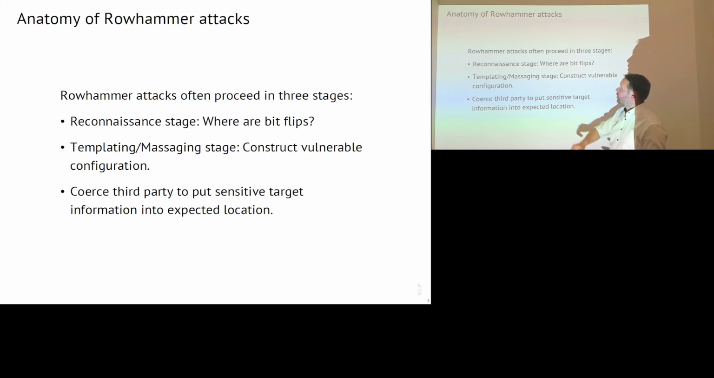Ever since I first learned about Rowhammer attacks from Victor van der Veen's talk on Drammer in 2016 at CCS in Vienna, I looked into the anatomy of Rowhammer attacks together with some of my students. And what we found is that Rowhammer attacks often proceed in 3 stages. The first stage is a reconnaissance stage, basically trying to figure out where the bit flips are. In the second stage, we have a templating or massaging stage where we're trying to construct a vulnerable configuration. That means the pages that the attacker needs to control in order to induce bit flips. And then the third part is to coerce a third party to put sensitive target information into the expected location such that if the attacker holds or controls the vulnerable configuration, he can induce bit flips.